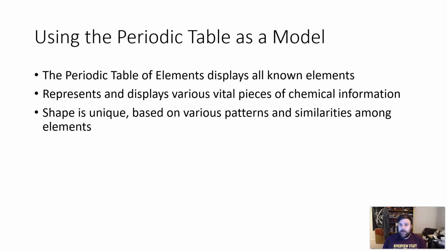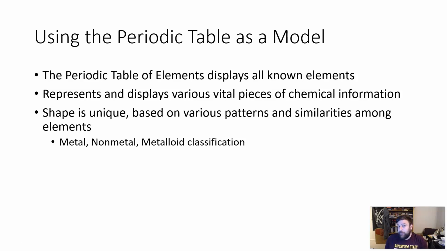The thing about the periodic table, though, is that it is very uniquely shaped, and this is on purpose. As scientists, there's very little that is done on accident, and something that is repeated is definitely not done on accident. This shape is based on a variety of patterns and other similarities that exist among the elements, because the whole point of the periodic table is to put things in order. And we've already learned about some of these things.